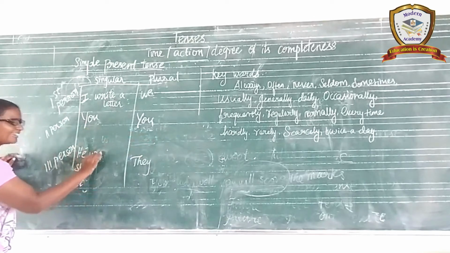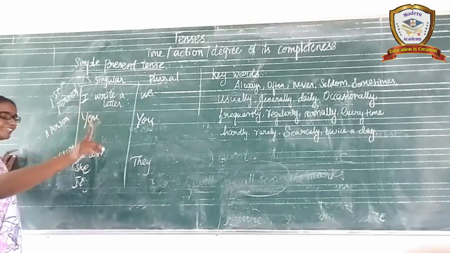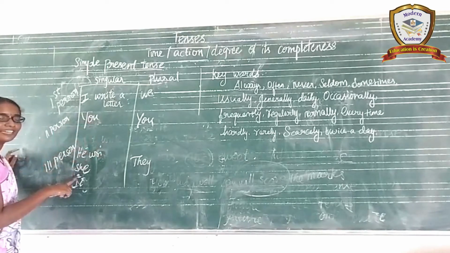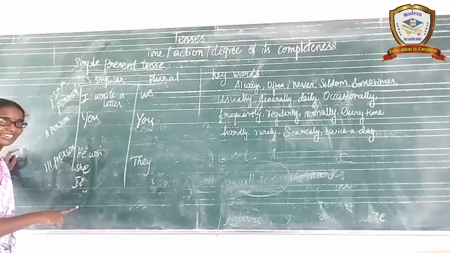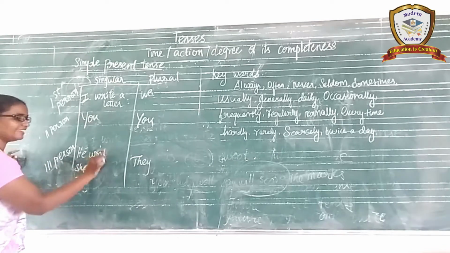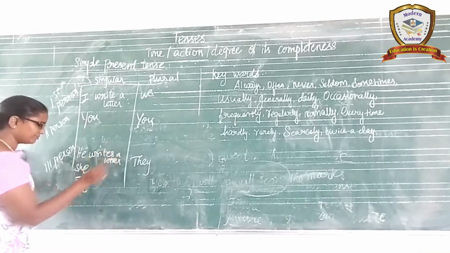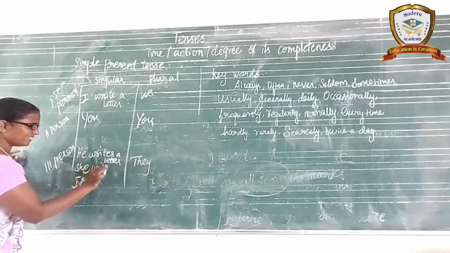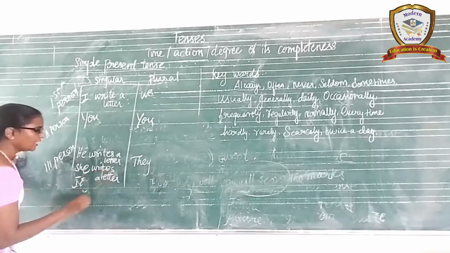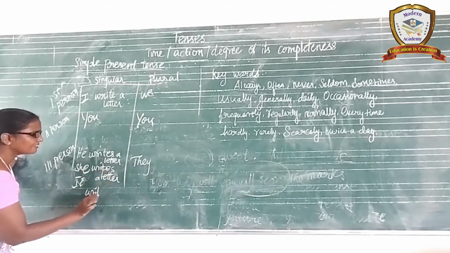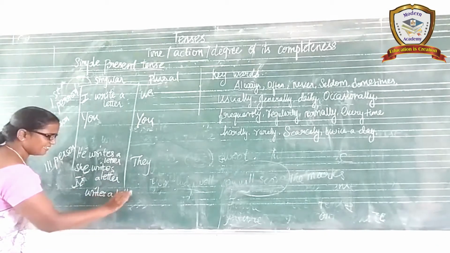He writes a letter. Rob writes a letter. Tom writes a letter. John writes a letter. Sheila writes a letter. It writes a letter. The child writes a letter. Understand? She writes a letter.